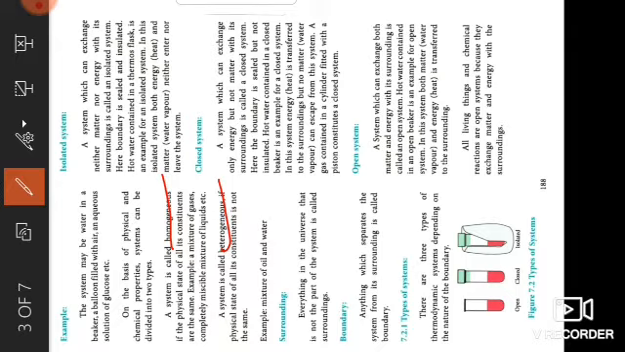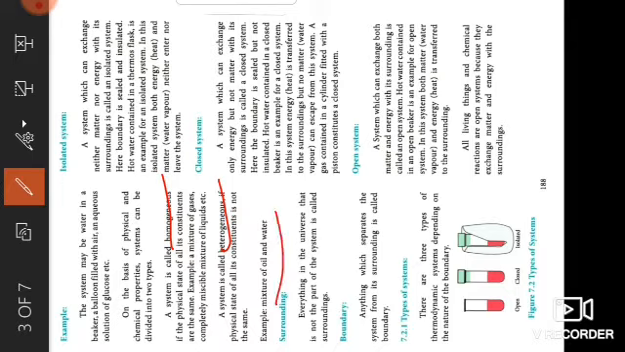Suppose we are taking one solution, for example sugar and water. Sugar is dissolved in the water, so we obtain a clear solution, that is called homogeneous. So what is meant by heterogeneous? Oil and water, that is called heterogeneous. The physical state of all constituents differs, for example oil and water.